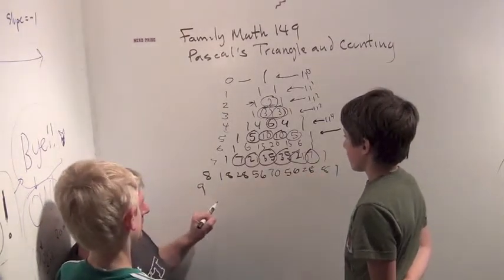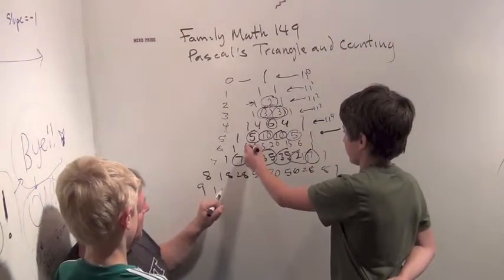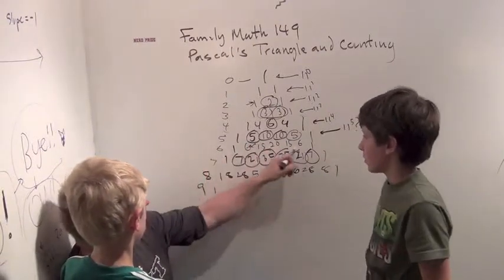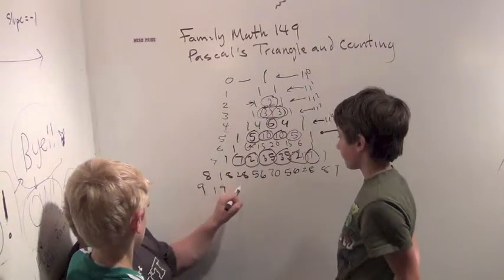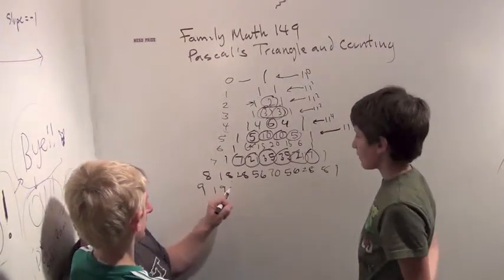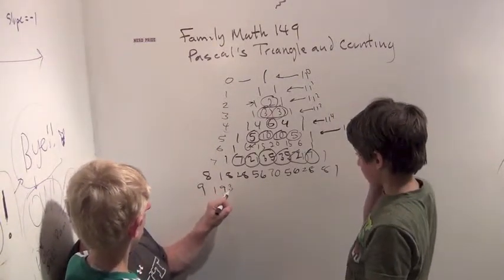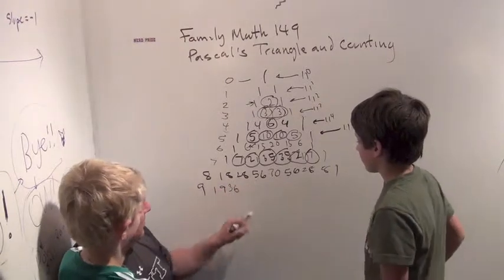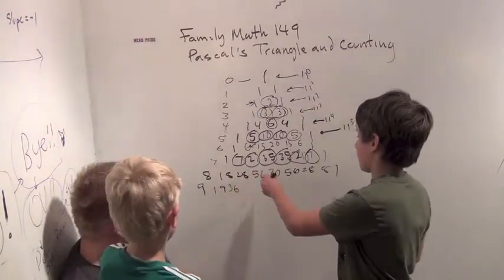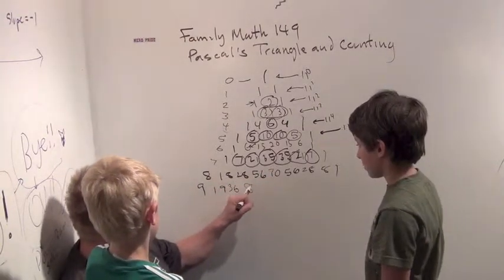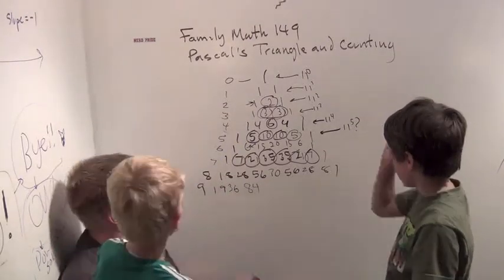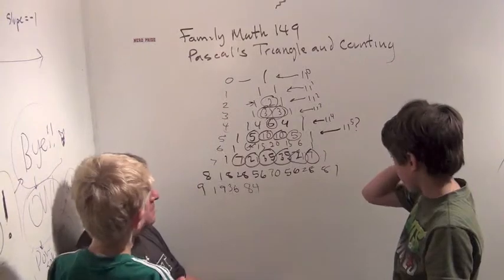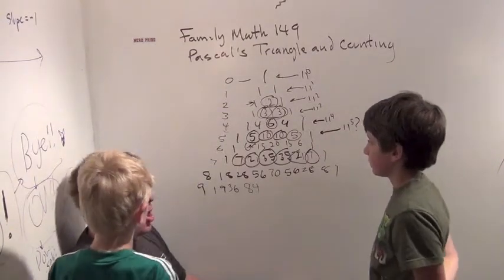The 9th row. But these 1s don't really count as multiples. Well, no, the whole row, I mean, is multiples. 1, 9, 28 plus 8 is 36. Looking good. 28 plus 56 is going to be 84. Is that a multiple of 9? No. Ah, rats. Okay. Well, I think the pattern I see is that it's all of the primes.